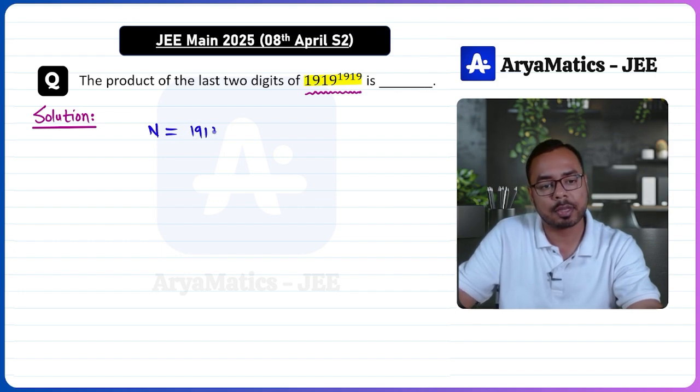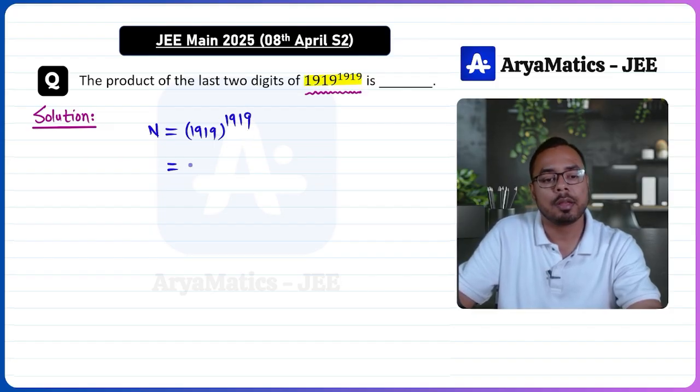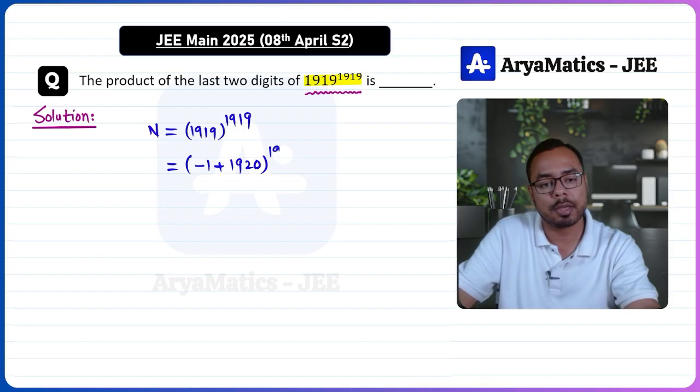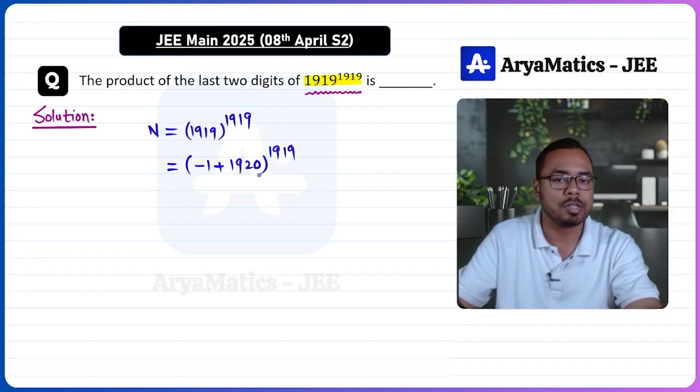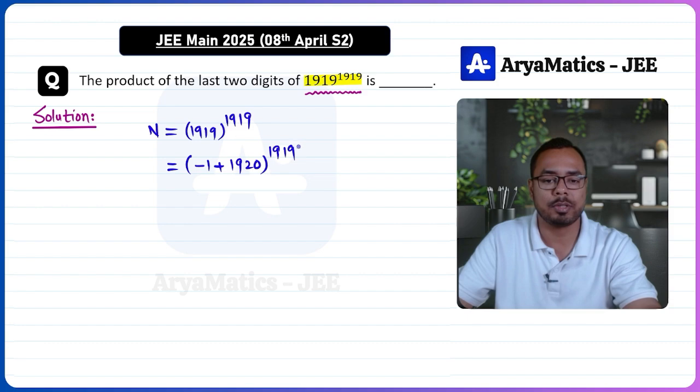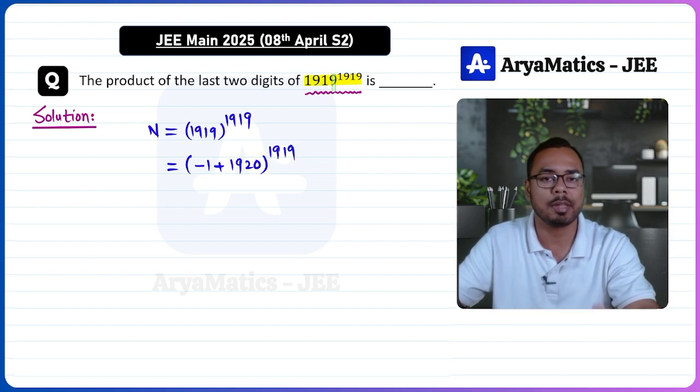We can write this, the given number is 19 raised to 1919. Now, this you can write as -1 plus 1920 raised to 1919. And then using binomial, you can easily find the digit at unit place or the digit at 10th place and so on. Also, sometimes the problem will be to find the digit at unit place only. So in that case, you can use cyclicity also, right? If I need only the digit at unit place, then without using binomial also you can answer that.